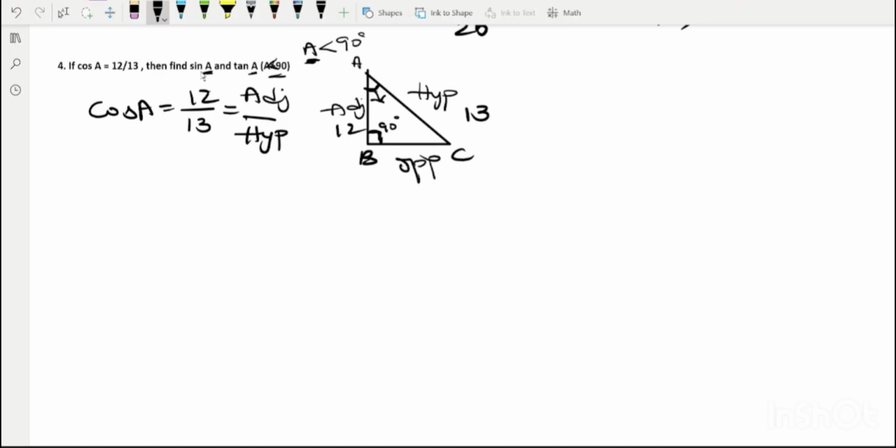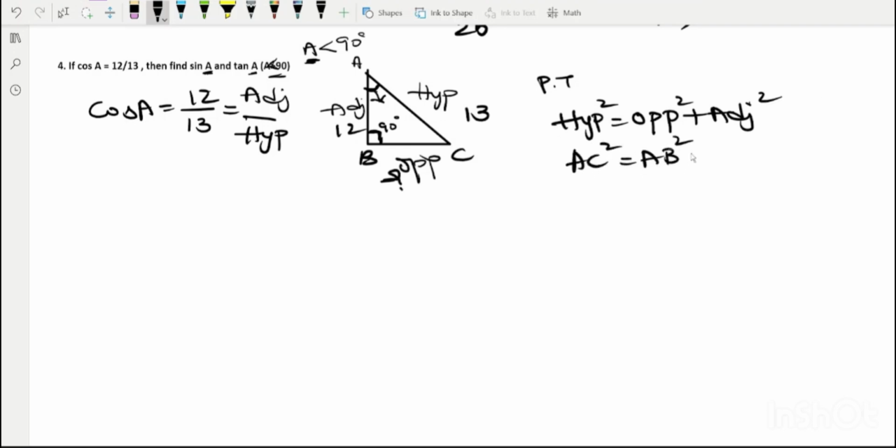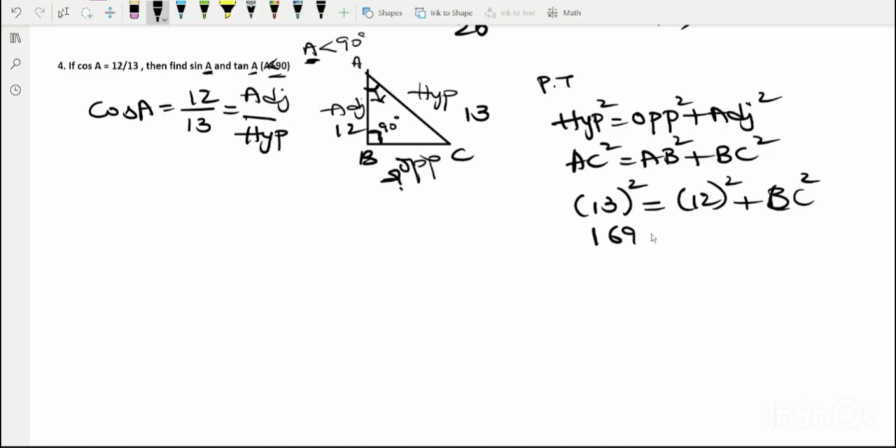He asked us to find sin A and tan A. We know the formula for sin A is opposite side divided by hypotenuse, so we need to find this unknown value. For this, we use the Pythagoras theorem: hypotenuse square equals opposite square plus adjacent square. Here the hypotenuse is AC, so AC square equals BC square plus AB square. AC is 13 whole square and AB is 12 whole square, and we need to find BC. So 13 square is 169, 12 square is 144, plus BC square.